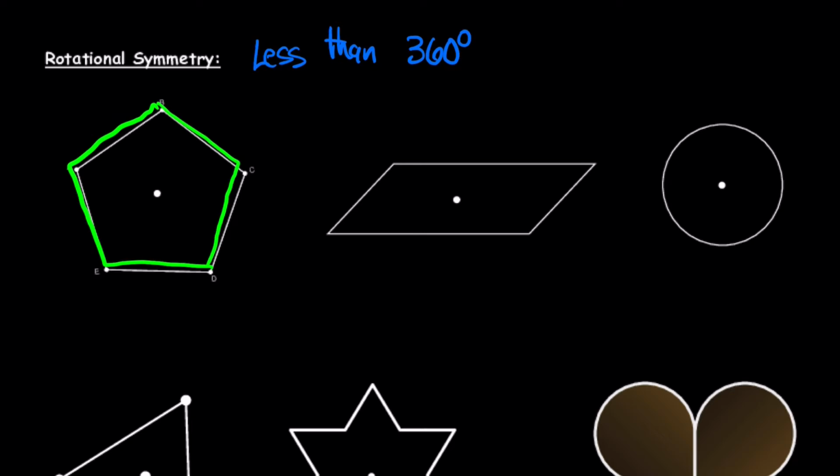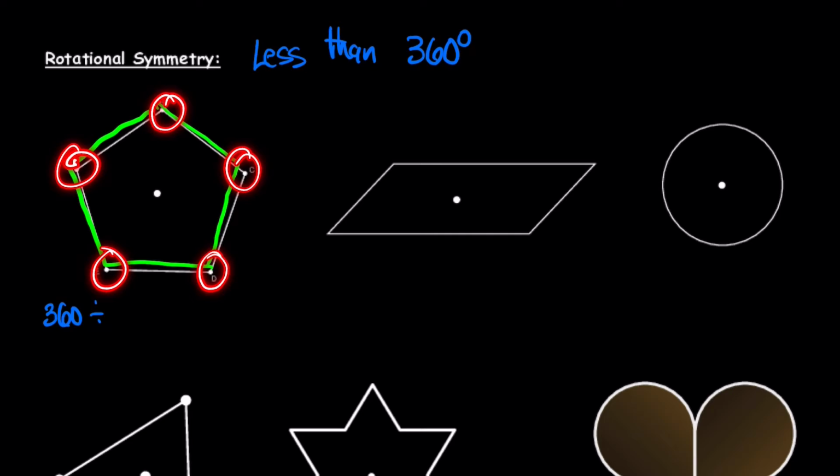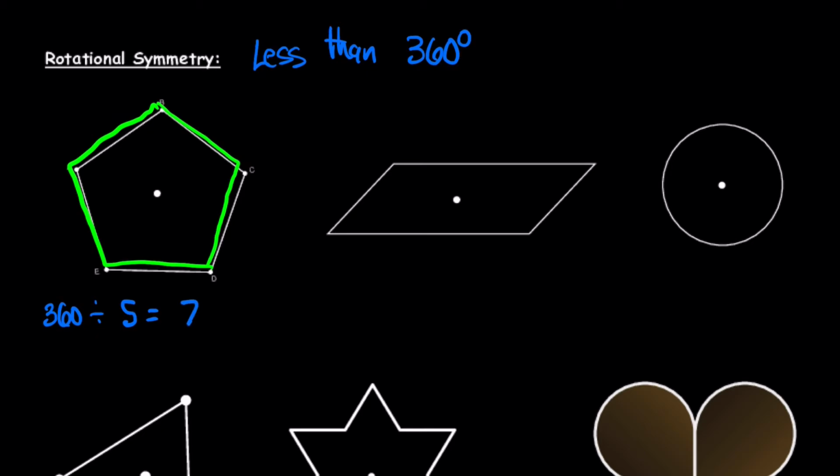So what you do now to find that degree of rotational symmetry is you take 360 and you divide it by the number of points, if you will, that that object has. So this has 5 points. That means I'm going to take 360 divided by 5, and that will give me 72 degrees. So visually, here's what's happening. This angle right here is 72 degrees. And as the smallest angle, you can rotate that and have it be the same shape.